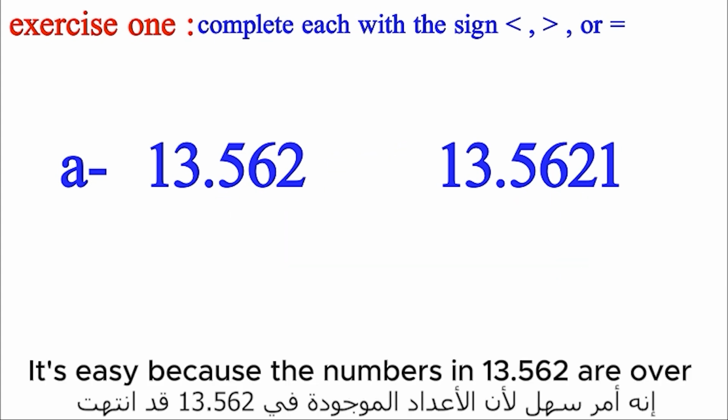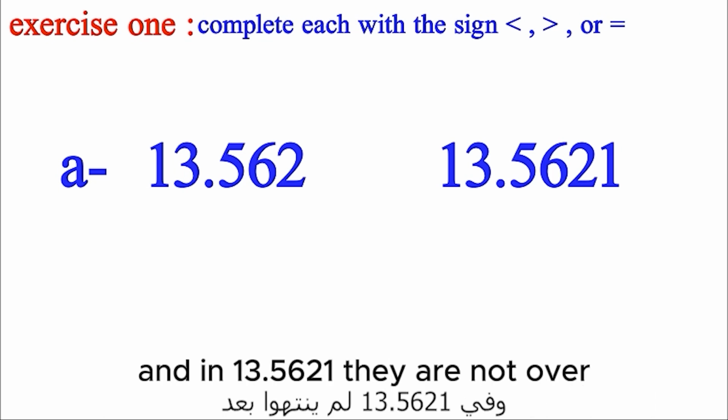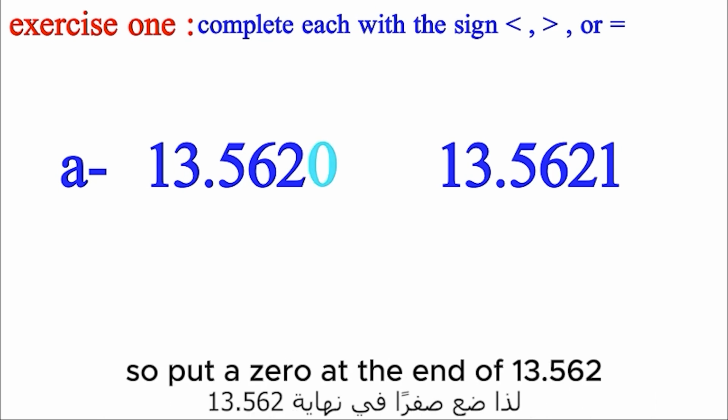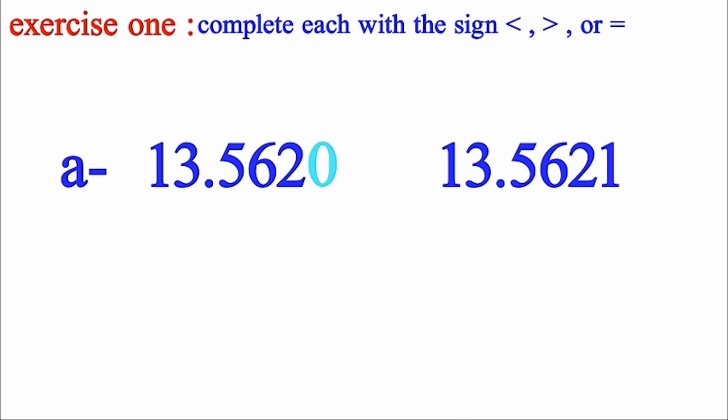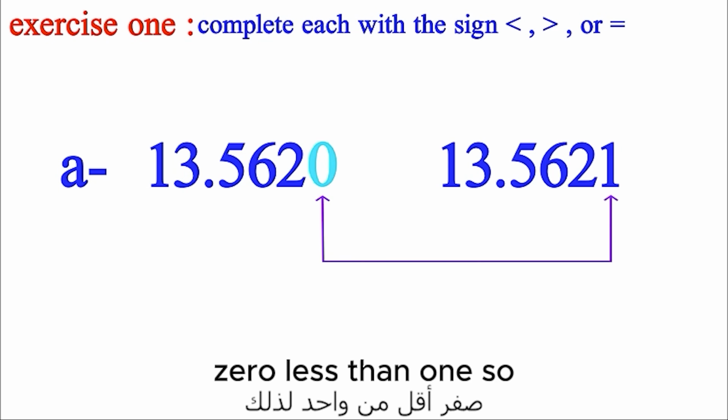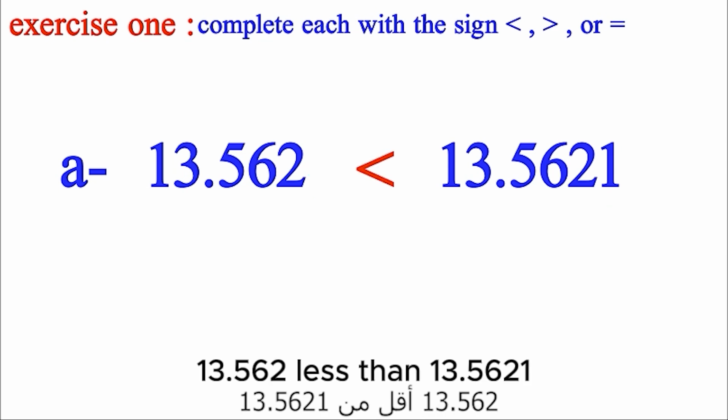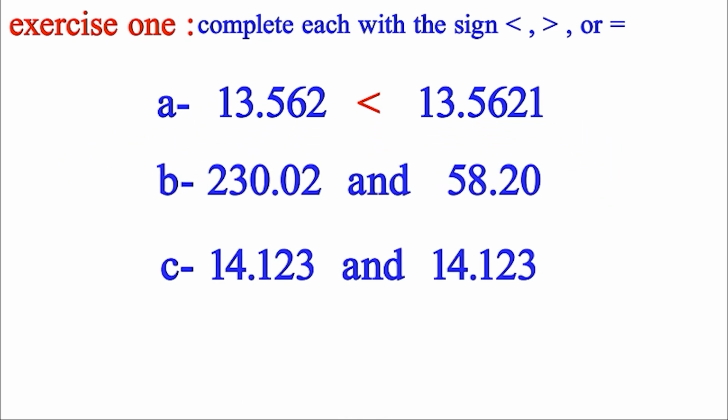Don't be scared. It's easy because the digits in 13.562 are over, and in 13.561 they are not over. So put a 0 at the end of 13.562. Remember this 0 is imaginary. 0, 1. 0 is less than 1, so 13.562 is less than 13.561.